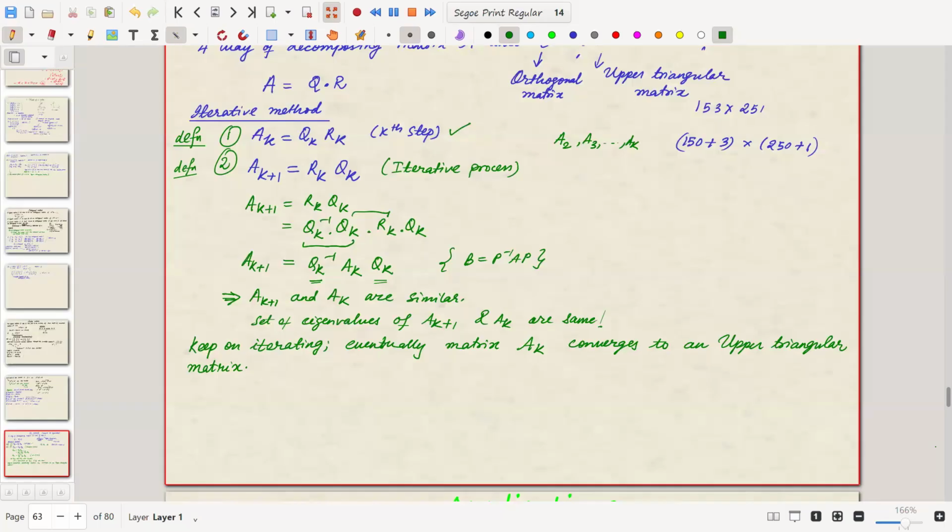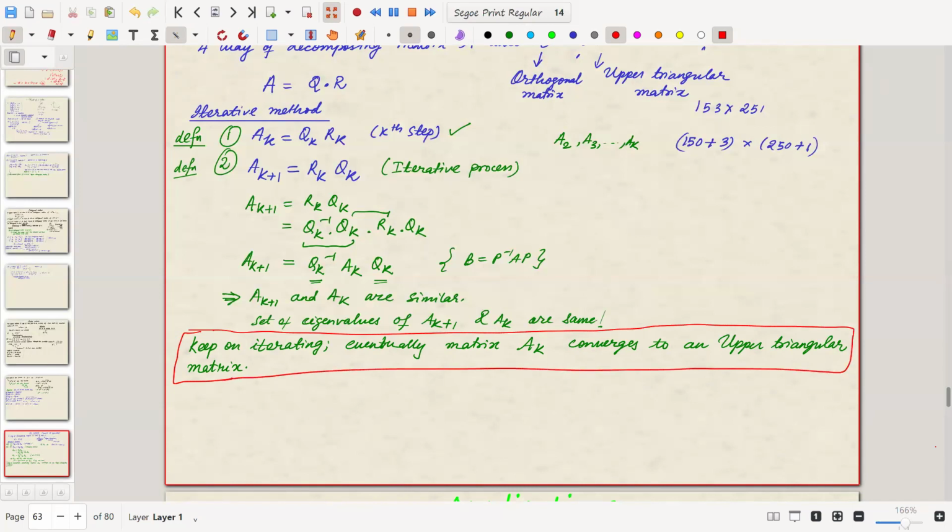Anyway, what I'm saying, this is the most important line of the QR method. You do the iterative steps of the QR method, and it guarantees that the matrix A_k, which is of your interest, will converge to an upper triangular matrix. That is the statement.